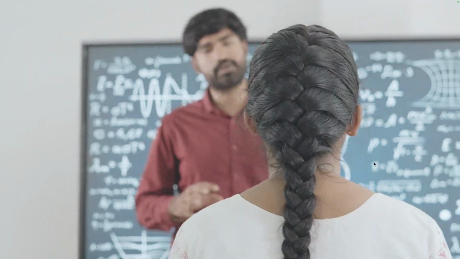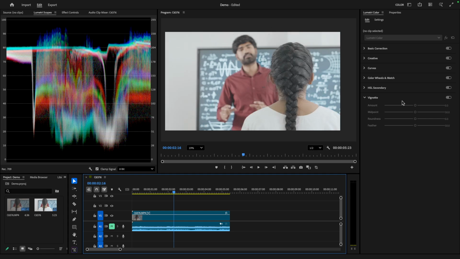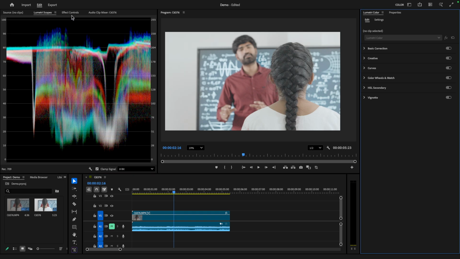Vintage is nothing but a solid black color applied in feather mode, applied in a gradient way from the peripheral regions, from all the surroundings. That's it. This is about the Lumetri color effect. We will call it Lumetri color.